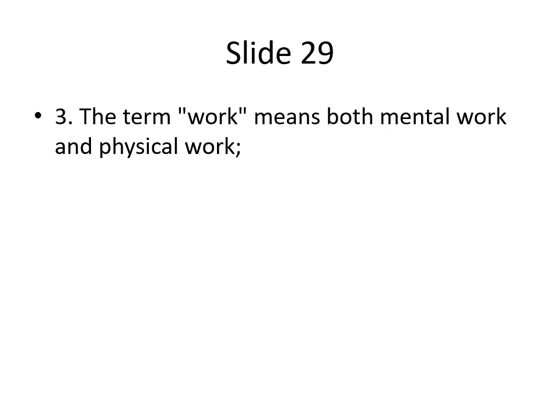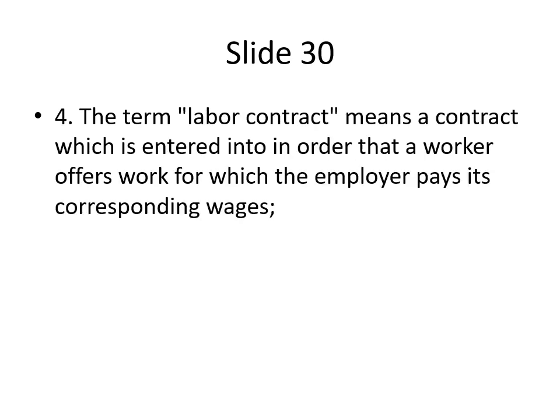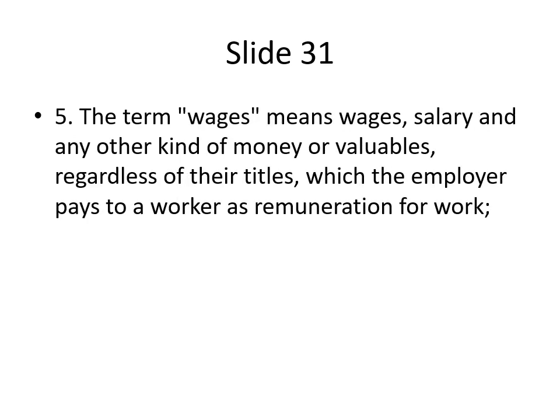3. The term work means both mental work and physical work. 4. The term labor contract means a contract which is entered into in order that a worker offers work for which the employer pays its corresponding wages. 5. The term wages means wages, salary, and any other kind of money or valuables, regardless of their titles, which the employer pays to a worker as remuneration for work.